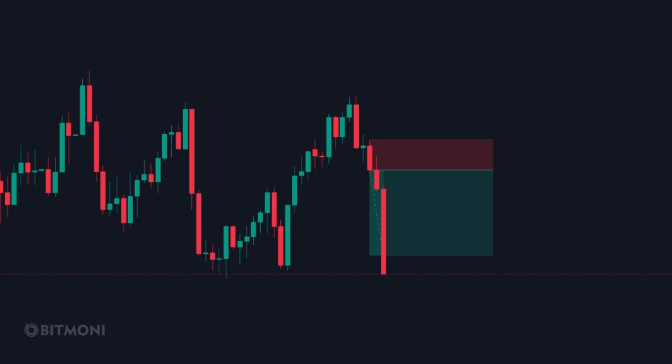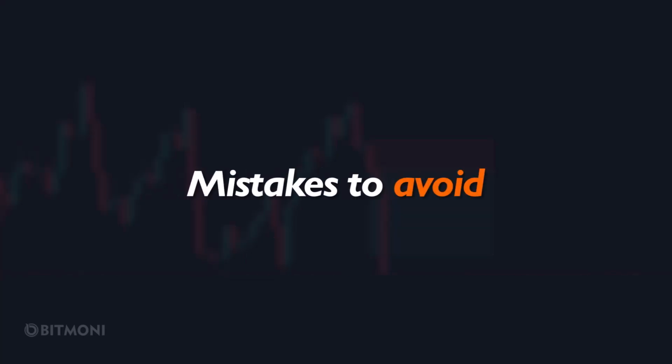So when traded correctly, the 3-bar pattern is a very simple and high win rate strategy. However, there are mistakes that traders tend to make when trading this setup, which could lower its win rate and cause them to lose money instead. So to make sure that you don't fall for these common mistakes, I'll be showing you how to avoid them.